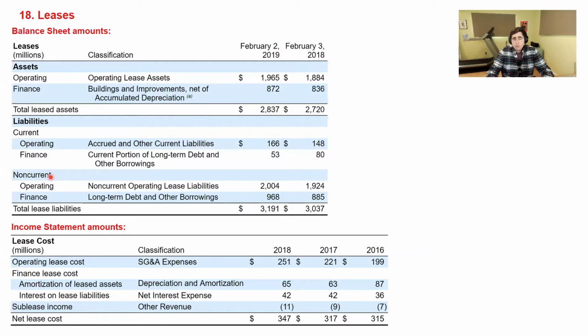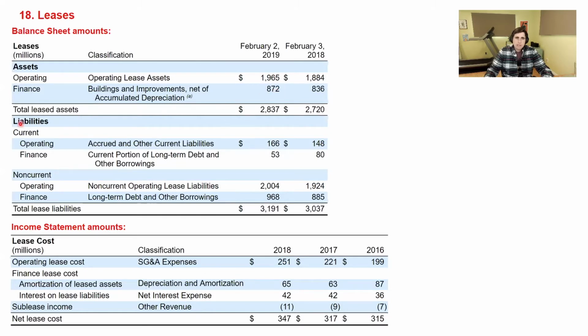And they break down the balance sheet amounts relating to leases. So they give you the type of lease that it is and the classification, like the label it gets on the balance sheet. And then they give you the balance. So in the asset section of the balance sheet, Target keeps its operating leases in a balance sheet label called operating lease assets. And that's for $1.9 billion. And they keep their finance leases right in the buildings and improvements net of accumulated depreciation caption of the balance sheet. And that's $872 million. So in terms of asset value, they've got a lot more operating leases than finance leases.